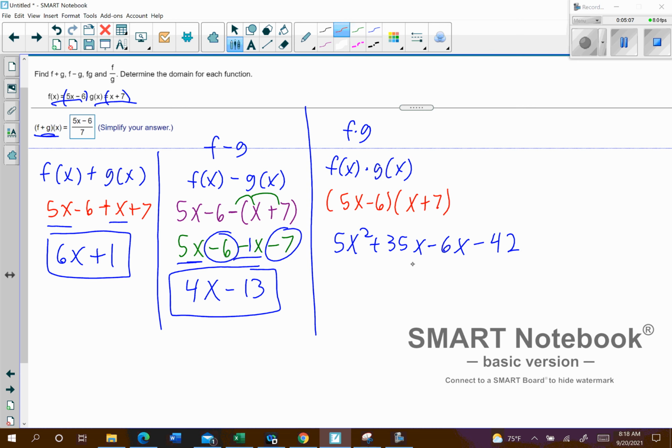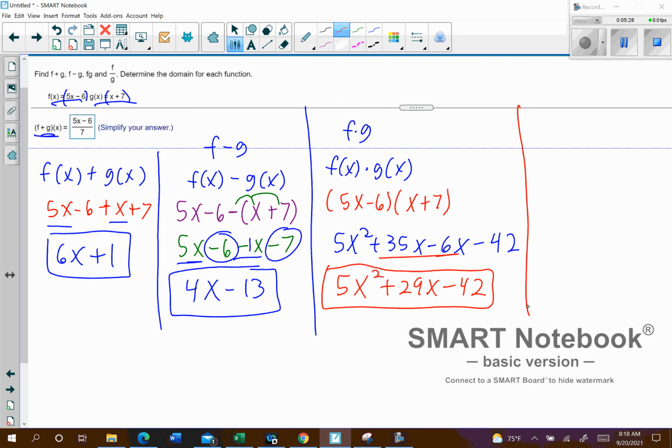And then we do have like terms in the middle that we want to combine. So that will give us 5x squared, and that'll combine to a positive 29x. And then we have a minus 42. And there we go.